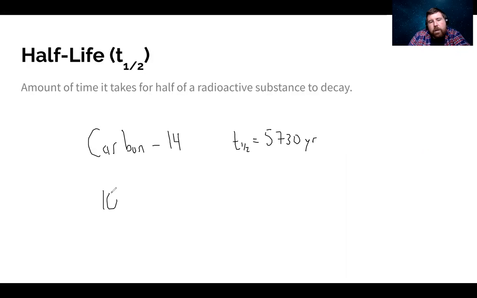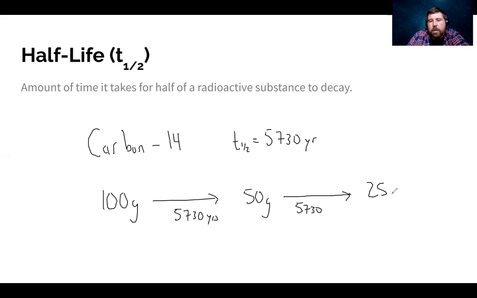So essentially, if I had a 100-gram sample after 5,730 years, I would have 50 grams. After another 5,730 years, I'd have 25 grams. And basically, after every amount of 5,730 years, you would have half that sample remaining.